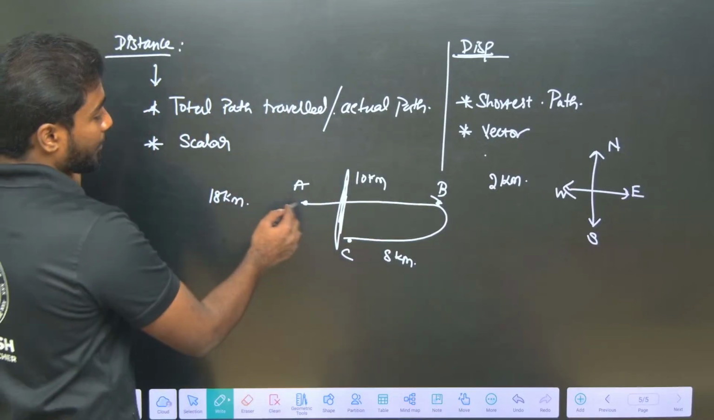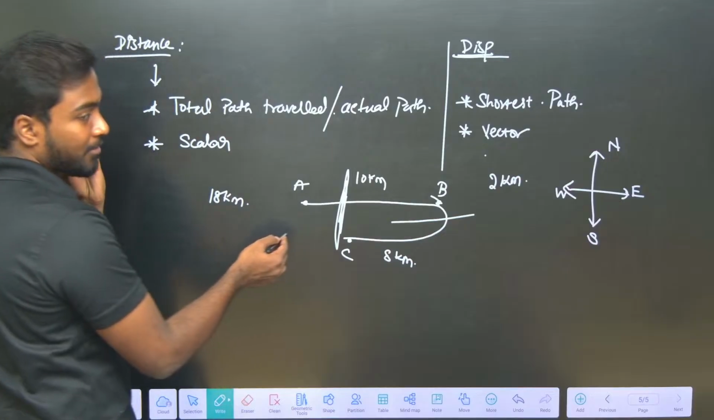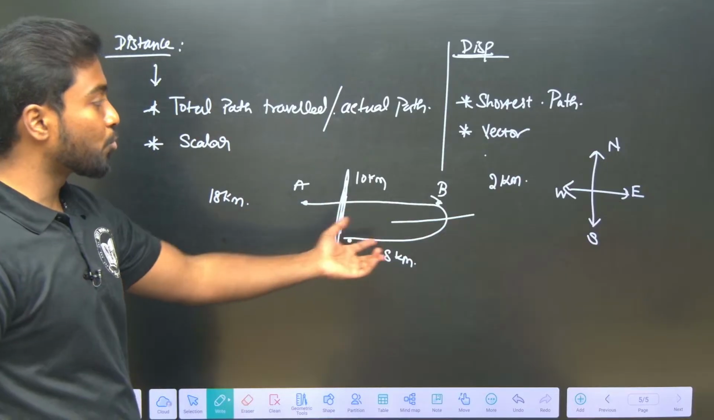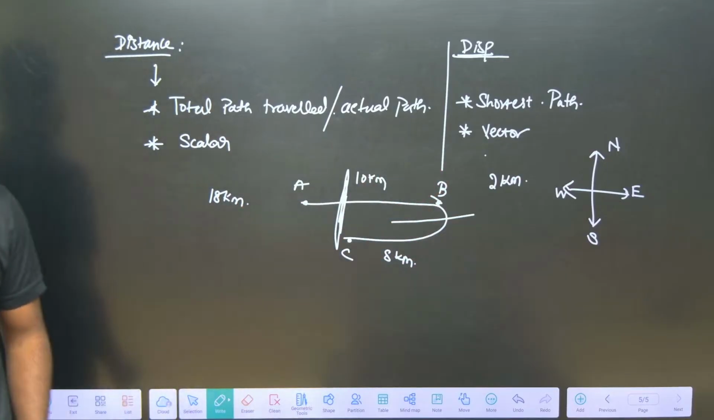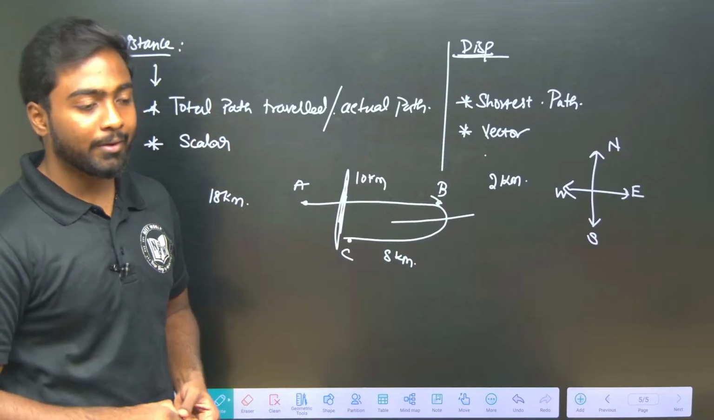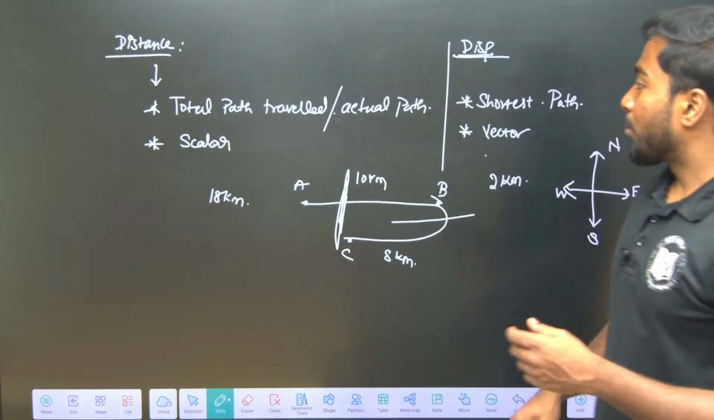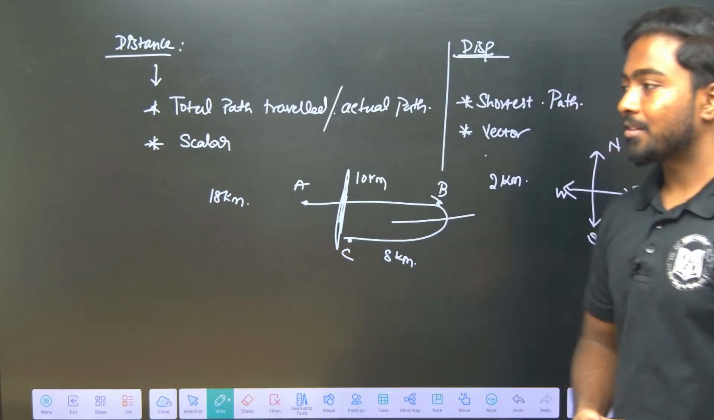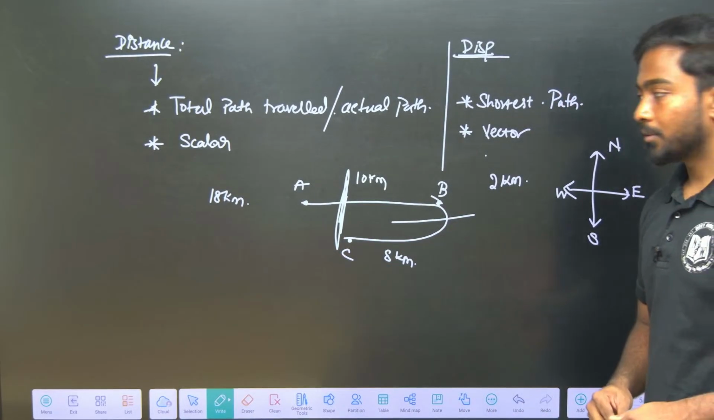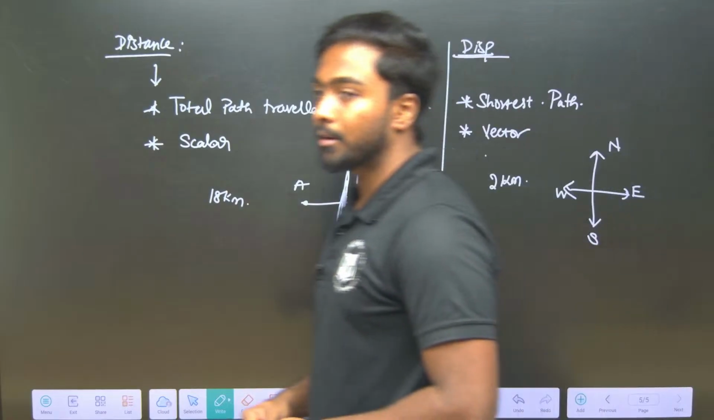So, going like this is plus, and coming again like this is minus. So, 10 minus 8 is 2, 2 kilometer only we are travelling, that is it. Okay, 2 kilometer we are travelling, right? And what about the SI unit of this? Same SI unit, that is meter, the meter only.